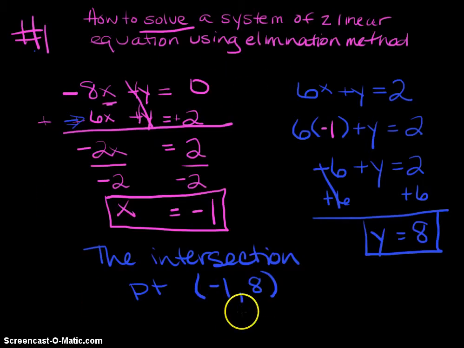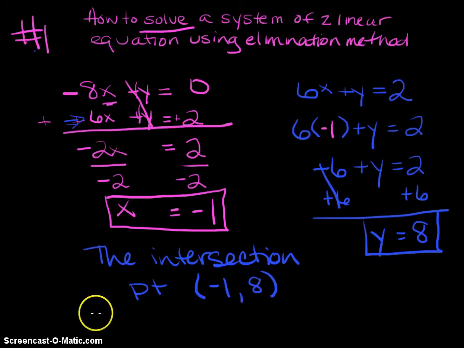So just to review, we got the right answer, negative 1 comma 8. We added these two equations together because negative 1y plus 1y is 0. We add this together, it eliminates the y variable, and then we add these two together. We solve, we get x equals negative 1. We plug this answer back into one of our original equations, and we get an answer for y. And then we say that the intersection point is negative 1, 8.